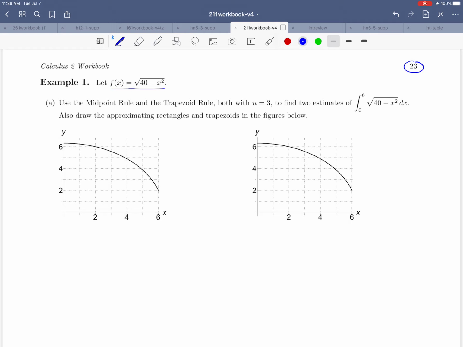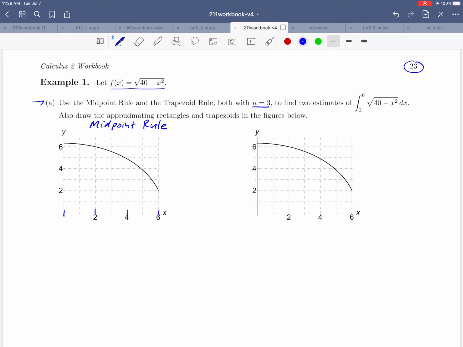Part A is asking us to use the midpoint rule and the trapezoid rule, both with n equals 3, to find two estimates of the integral. Let's pick one and start with it. Maybe over here on the left, we'll draw a picture of the midpoint rule. One comment: n equals 3 is just telling us how many pieces to slice our interval into. We're integrating from 0 to 6, and we want to break that into 3 equal pieces.